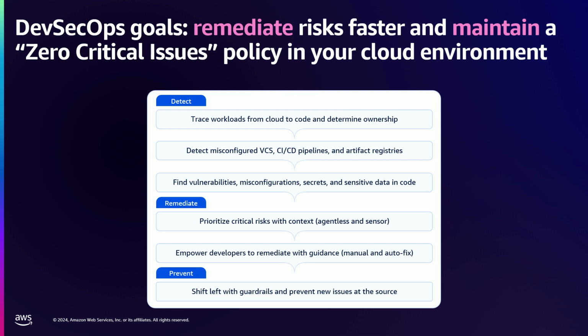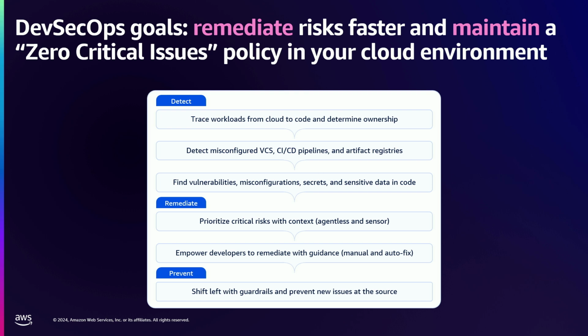The first step is obviously we need to detect the risks in our environment. So how do we detect them? We need to understand, first of all, the code to cloud and cloud to code correlation. So if I have a risk in my cloud environment, but that risk originated in my code, I need to understand what is the relationship between my cloud environment and my code, so I can see what is the root cause of that risk and if it is in my code. And I can also determine the ownership to understand which developer is responsible for that piece of code.